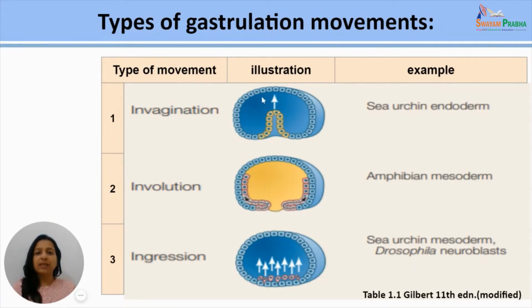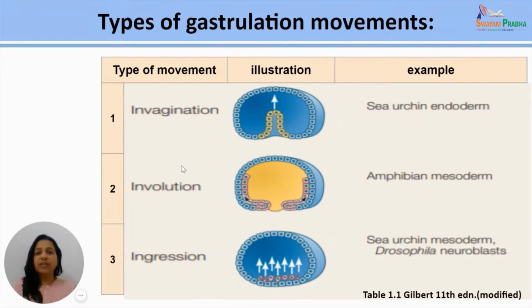Invagination, as you see in the diagram, is a movement in which cells are invaginating, or moving to the inside of the embryo from one side, as if somebody is poking a round tennis ball or a soft rubber ball from one end with a finger. Invagination is a movement which is seen during gastrulation in sea urchin endoderm.